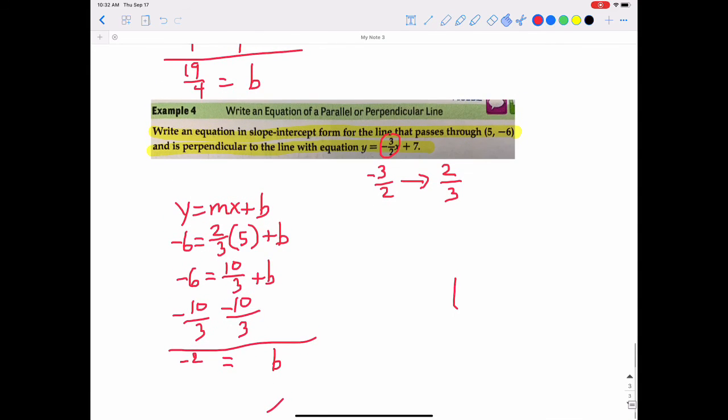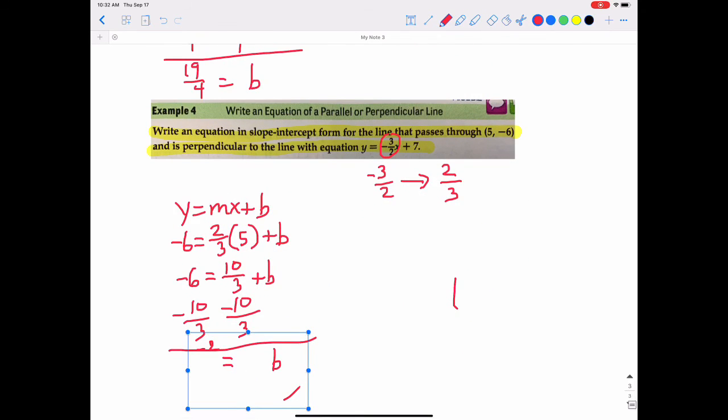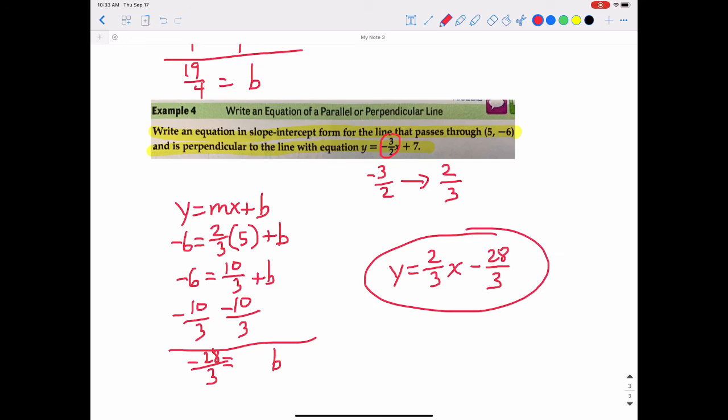Running out of room here. Let's try to squeeze that in there again. -28/3. Which means the equation of my line will now be y equals 2/3 x, that's the slope that we used, minus 28/3. And there is our answer.